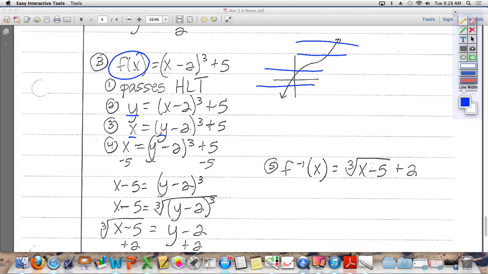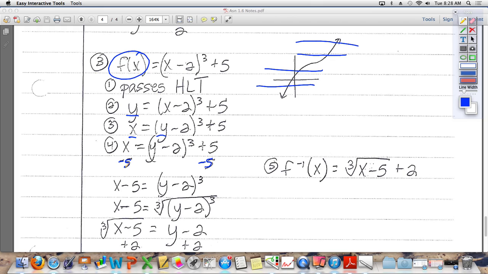Solve for y. So I rewrite what I have in 3, I rewrite it in 4, and I solve for y. And this is the part that gets a little sticky. Depends on how good you are at algebra. How do you get rid of plus 5? Subtract 5. Subtract 5 from the right, you subtract 5 from the left. So what you have now is x minus 5 equals (y minus 2) to the power of 3.